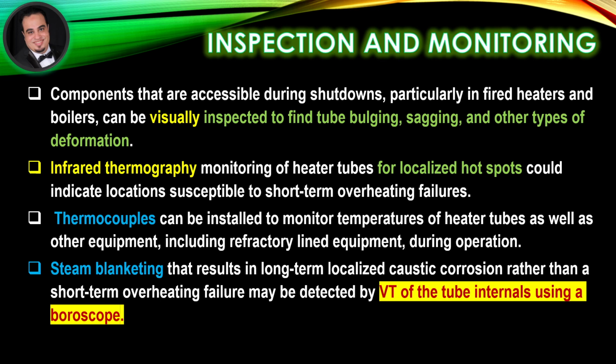Infrared thermography monitoring of heater tubes for localized hotspots could indicate locations susceptible to short-term overheating failures. Thermocouples can be installed to monitor temperatures of heater tubes, as well as other equipment, including refractory-lined equipment, during operation. Steam blanketing that results in long-term localized caustic corrosion rather than a short-term overheating failure may be detected by visual testing of the tube internals using a borescope.